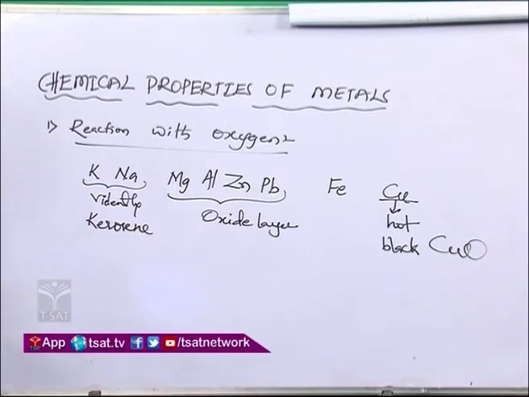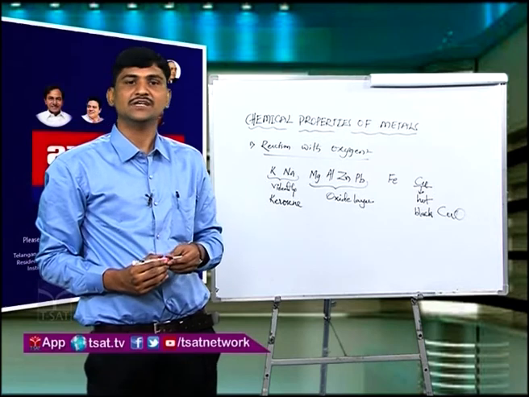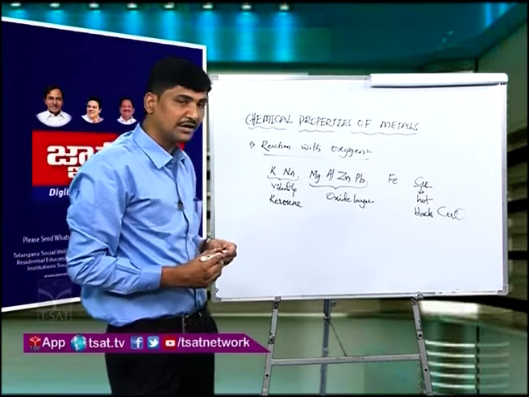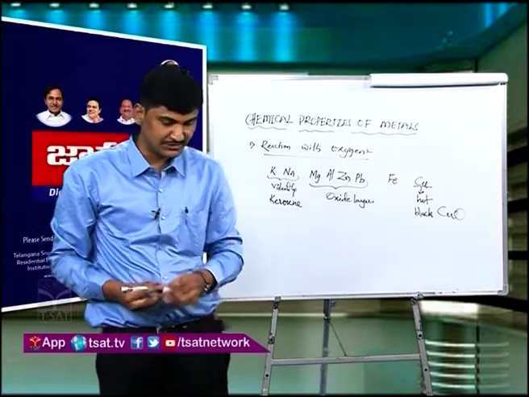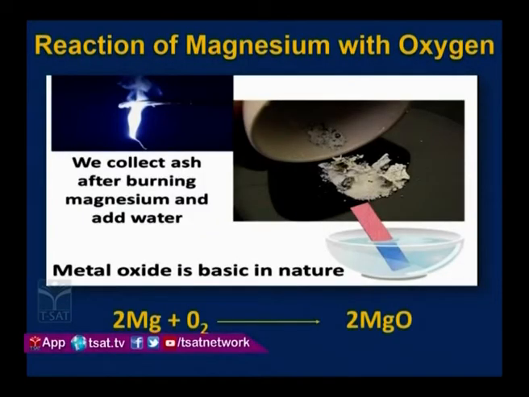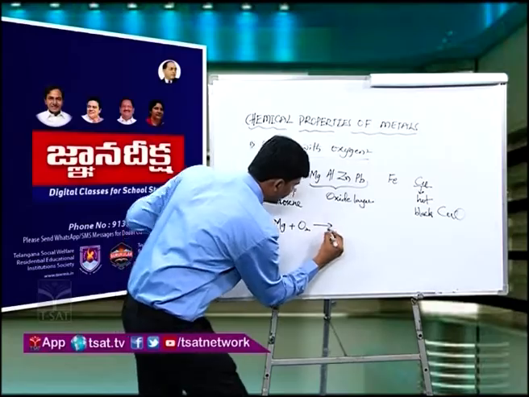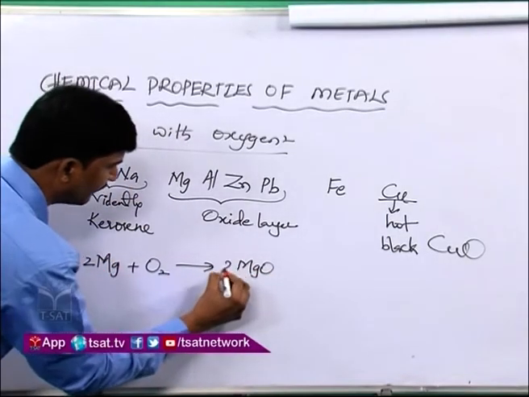But we need to know the nature of metallic oxides. For this we need to discuss a small activity related to magnesium. When it is burnt in oxygen, what happens? Let us see the slide, children. When magnesium is burnt in oxygen, what happens, children? It burns with a white dazzling flame excellently.